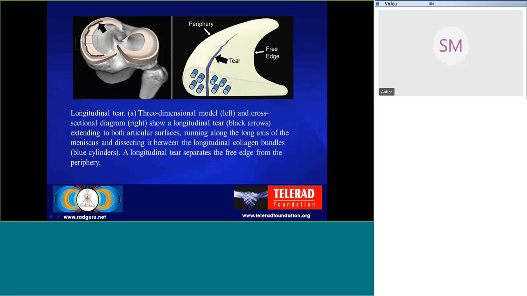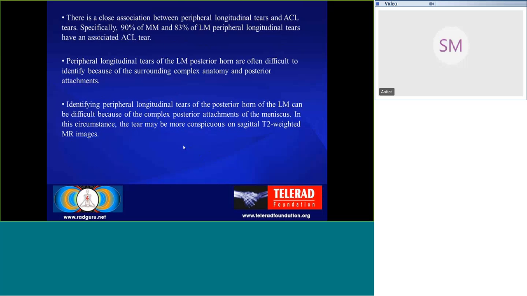There is close association between the peripheral longitudinal tears and the ACL tears. Peripheral longitudinal tears of the posterior horn of the lateral meniscus are often difficult to identify because of surrounding complex anatomy and posterior attachments. So identifying peripheral longitudinal tears of the posterior horn of the lateral meniscus can be difficult.